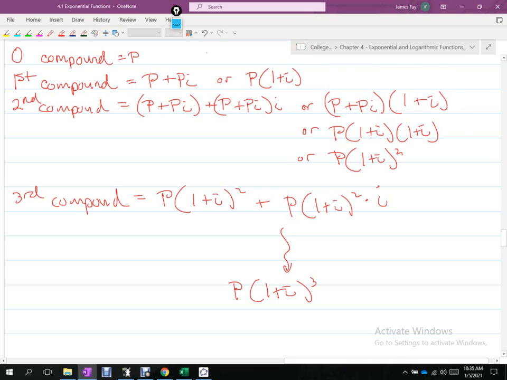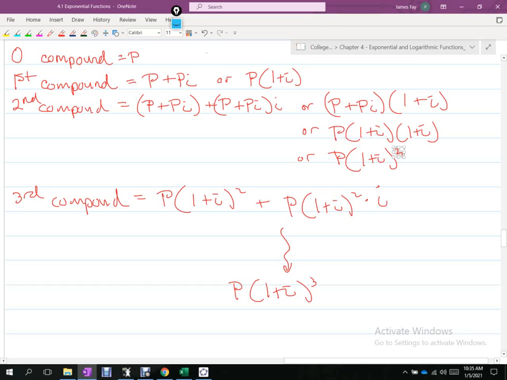Divide this by P plus PI gives me 1. Divide this by P plus PI gives me I, right? So this thing here can better be written as that, right? Does that make sense? Both terms have a P in them. Take that P out and you get down to this, right? Is that the same thing as P times 1 plus I squared? And we just got an exponential, right? And that squared refers to the second compound.